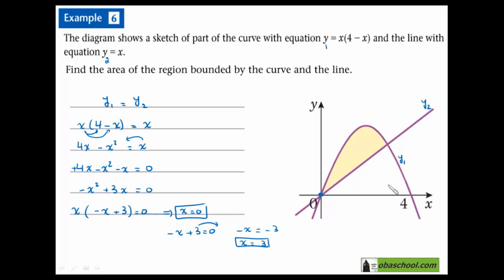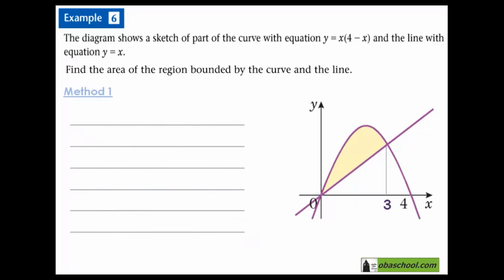Now we found the upper limit of x. That means x starts at 0 and ends at 3. This is where the two curves intersect. After finding the intersections, or the limits of x, we need to find the area. Okay, so here we will rely on method 1, which directly uses the application of the rule. Area is integral dx. x starts at 0 and ends at 3. Then we write the higher curve, which is y1, minus the lower curve, which is the straight line y2.